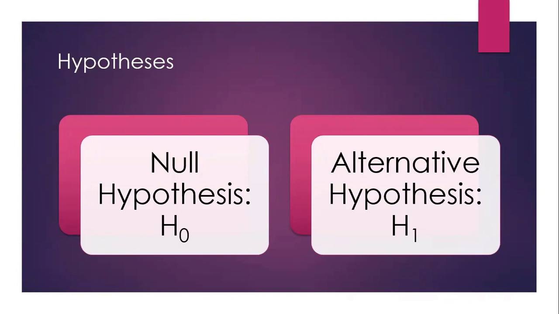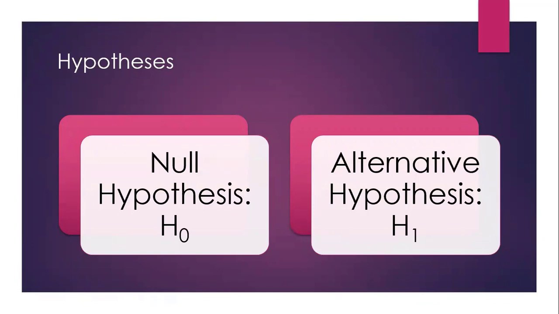In any exploration of data, whether we explicitly state it or not, we really have two hypotheses. The first is the null hypothesis. The null hypothesis, which is represented by H0, is that the status quo maintains.